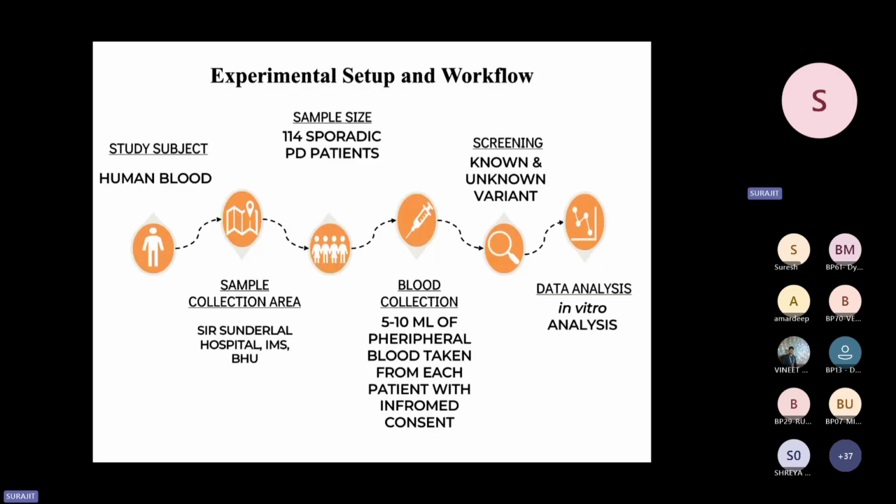So for the experimental setup, we collected human blood samples from Sir Sundarlal Hospital, IMS, BHU. There were a total of 114 sporadic patient samples. 2 to 5 ml of peripheral blood was taken, and whole genomic DNA was isolated from that blood and entered into screening through Sanger sequencing for known and unknown variants, and then we undertook data analysis, that is in vitro data analysis.